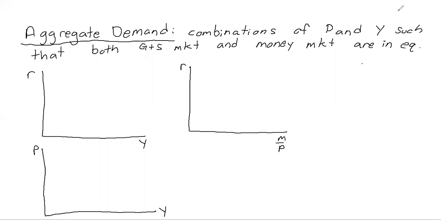Class. Today we're going to talk about aggregate demand and aggregate supply. So aggregate demand are the combinations of price and output such that both the goods and services market and the money market are in equilibrium. So this is not so much of demand as it is a representation of the price and output. So the first thing we're going to do is derive the aggregate demand curve.